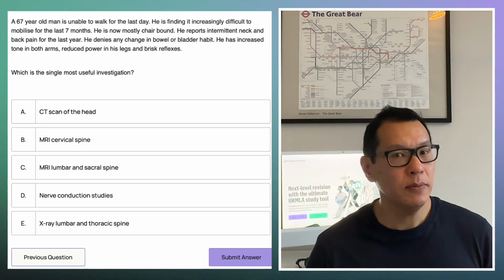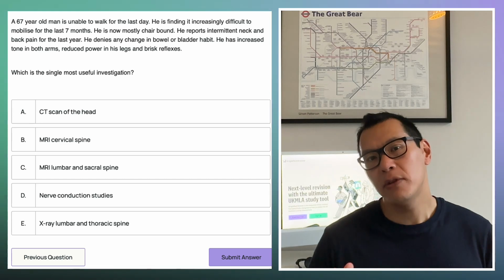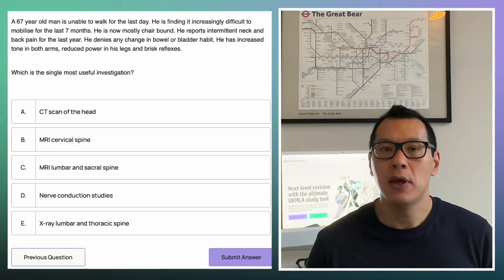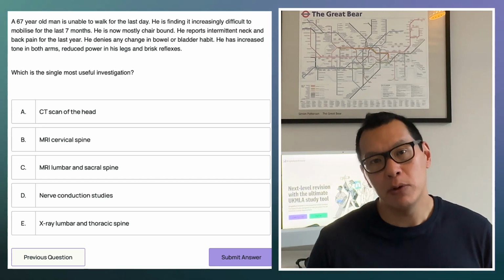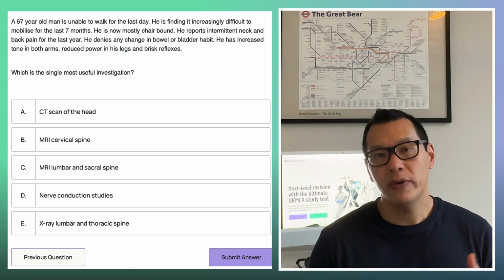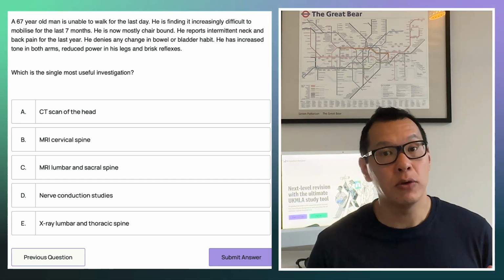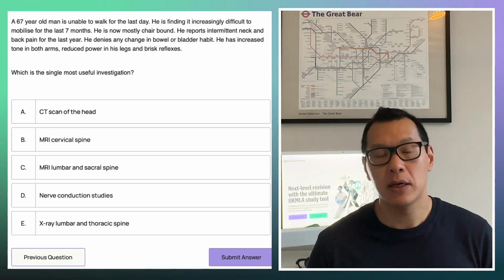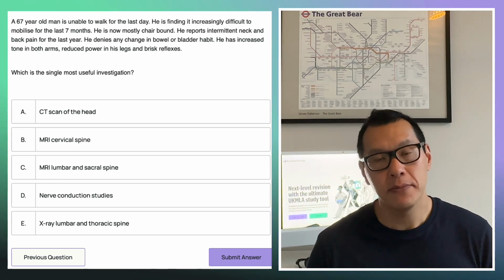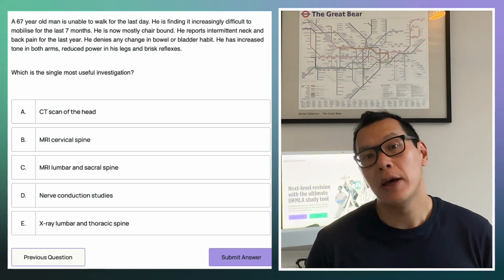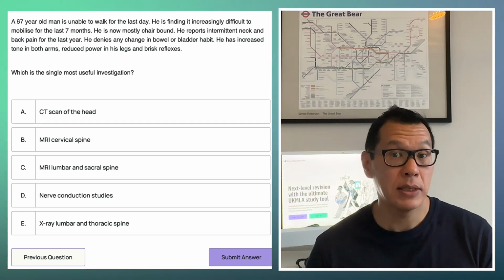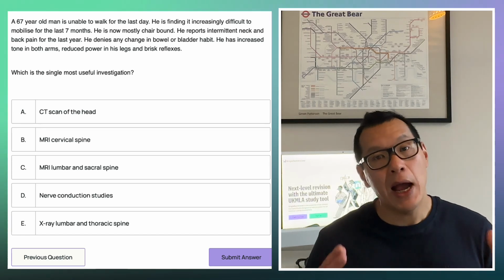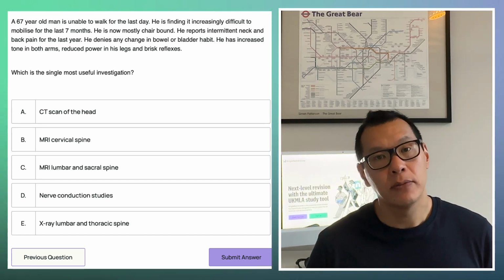So what are we thinking? We're looking for an anatomical lesion that would explain all of his signs and the fact that he's no longer able to walk. Where would we find such a lesion? Well, that would be the cervical spine. So the most useful investigation is actually B, an MRI of the cervical spine. We're looking for something like a prolapsed cervical disc that would cause lower motor neuron and upper motor neuron signs.